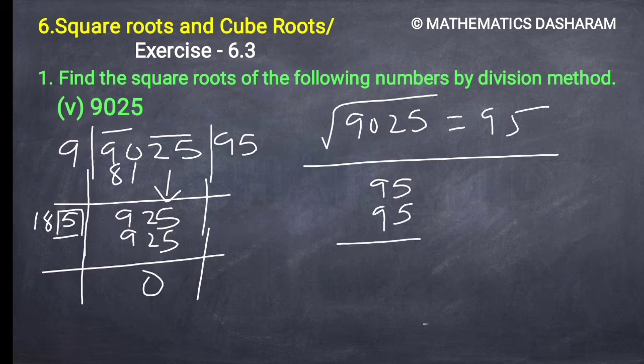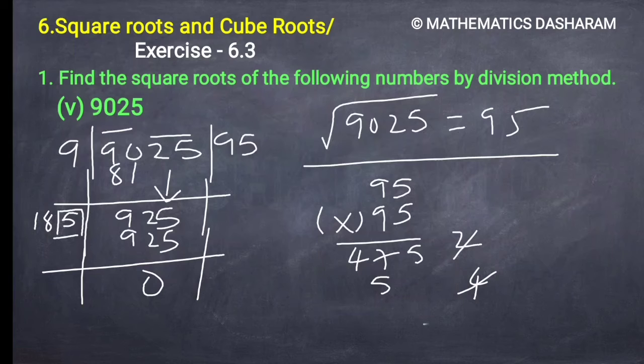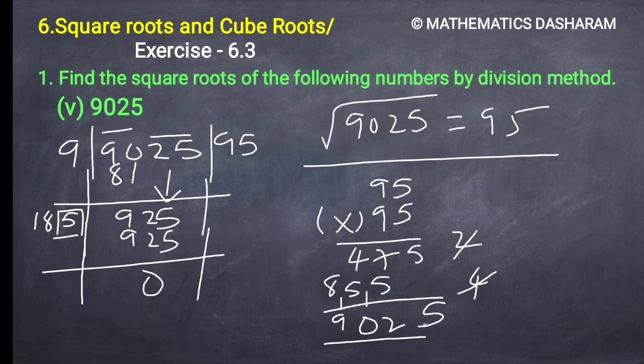95 into 95. 5 5s are 25, 2 carry. 5 9s are 45 plus 2 is 47. 9 5s are 45, 4 carry. 9 9s are 81 plus 4 is 85. So 5, 12, 1 carry, 10, 1 carry, 9, 9025. So our required answer is 95.